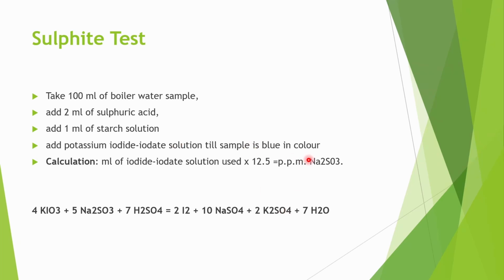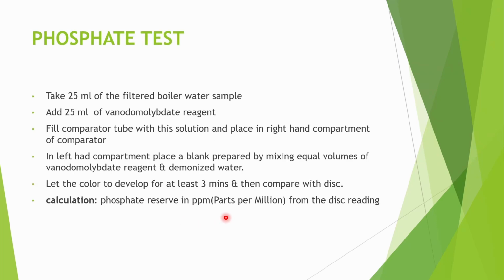So it is therefore apparent that the amount of potassium iodide solution used is a direct measure of the sulphite content of the boiler water sample. As far as possible, the atmosphere should be excluded in the test, otherwise an incorrect result may occur. So the reaction in this sulphite test is potassium iodide reacts with the sodium sulphite and H2SO4 gives us iodine, sodium sulphate and potassium sulphate plus water.